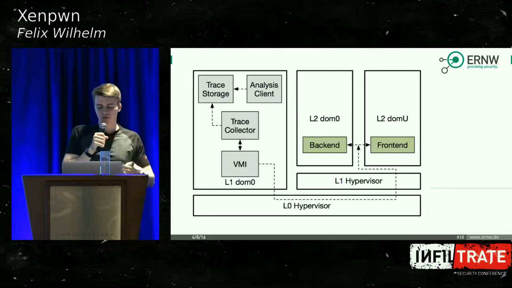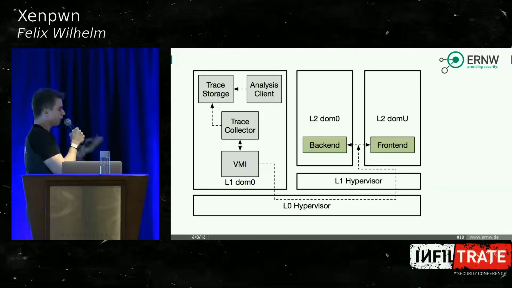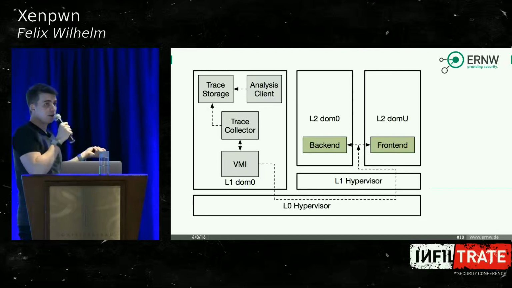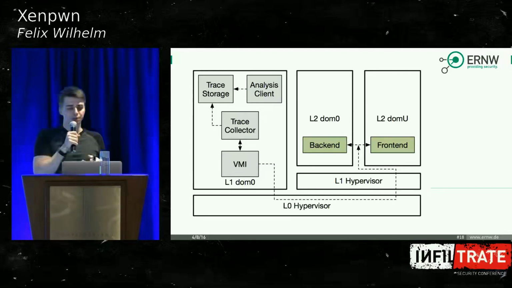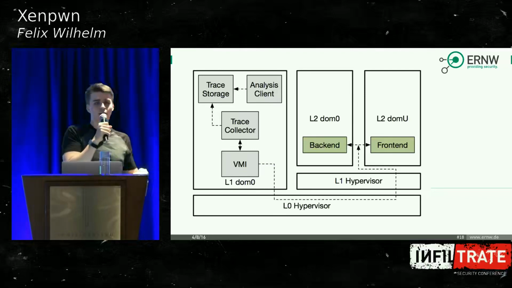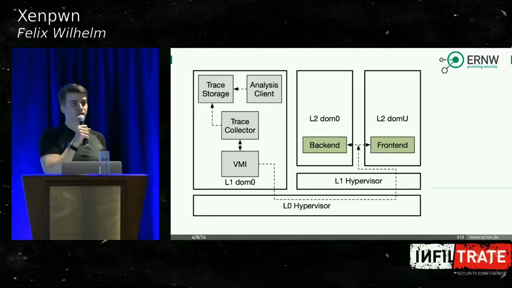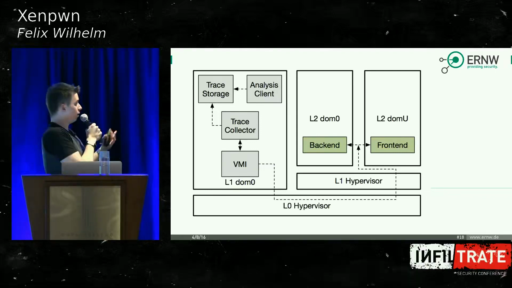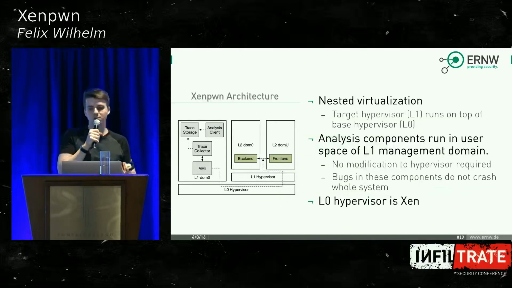And all our software, the stuff I've written to analyze all this communication, is running in the level 1 management domain. The interesting part about this is that all the boxes in gray are user space code. So I don't modify the hypervisor in any way. Instead, I use hypervisor APIs and implement all this functionality as user space utilities. So how does this work?